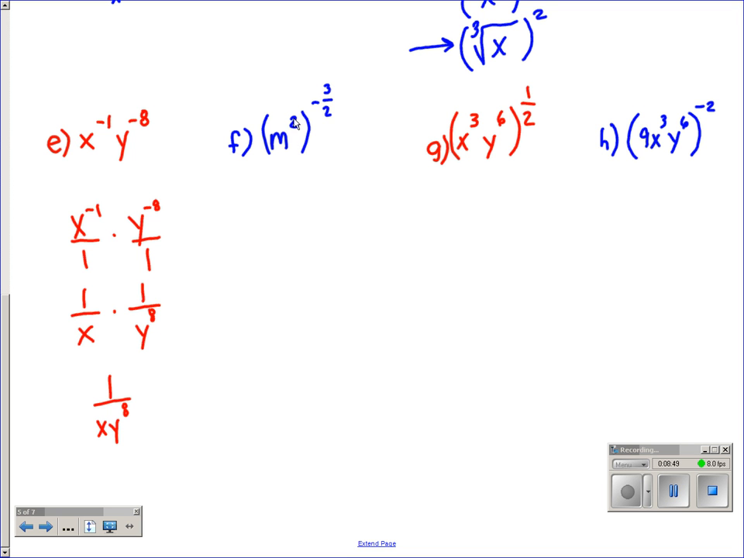If I'm taking m squared and I'm raising it to the negative 3/2 power, that's like saying m to the 2 times negative 3/2. Well, 2 times negative 3/2 is going to be negative 6/2, and that should reduce to negative 3. So this is the same thing as saying m to the negative 3rd power. If we want to rewrite m to the negative 3rd power and simplify it, we can't have this negative here, so this should end up becoming 1 over m to the positive 3rd power.